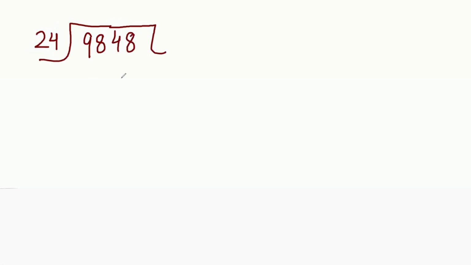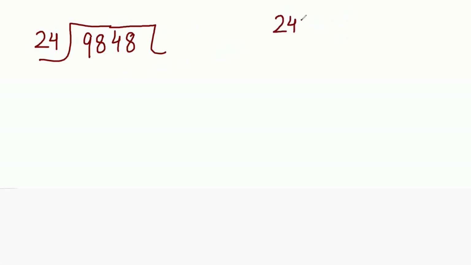Suppose this is the question. The question is divide 9848 with 24. And we don't know the table of 24. So there are two ways to write the table of any number which we don't know.